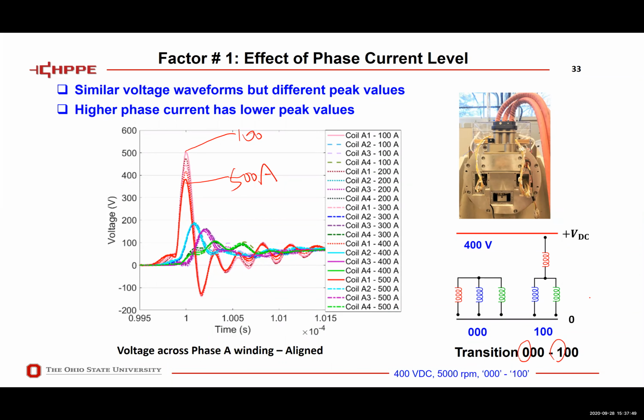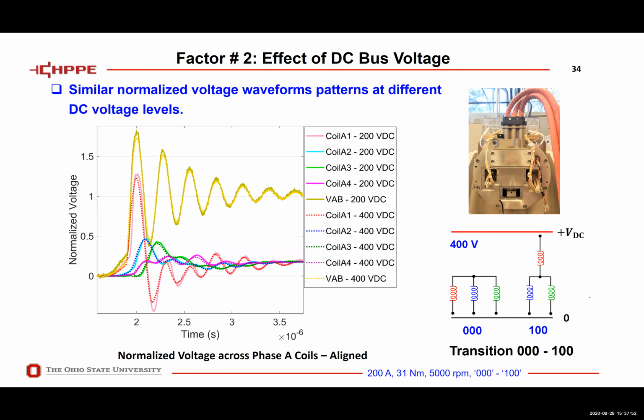Okay. Then this page shows the effective DC bus voltage. The y-axis here is normalized voltage, so it's the actual voltage across each coil divided by the DC bus voltage. And we see a slight difference. This is probably caused by different dV/dt rates, because when we use a lower bus voltage you tend to have a lower dV/dt rate, and when you go to a higher bus voltage your dV/dt rate is going to be higher, and your dV/dt rate actually affects the switching transient behavior.